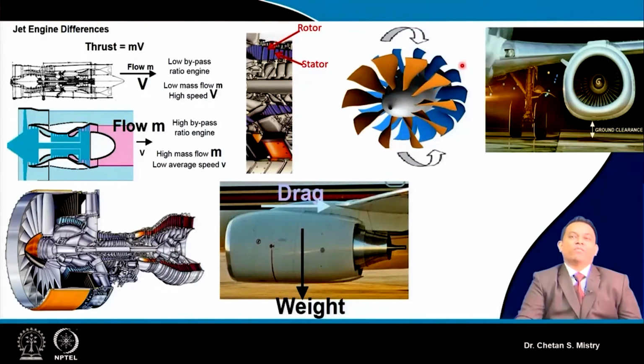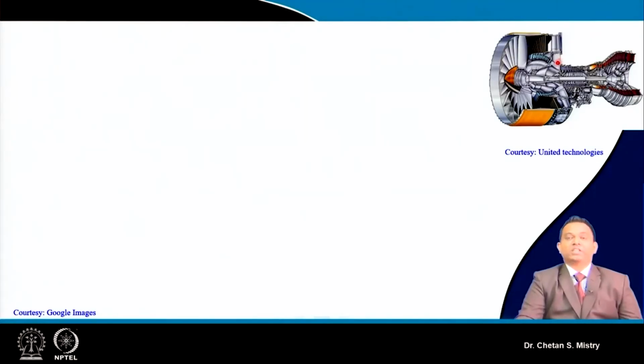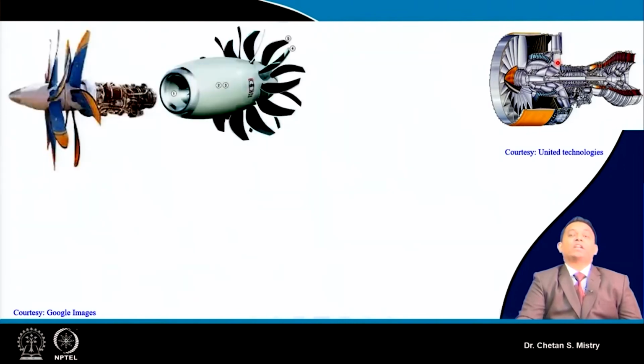So the question will come, what happens? There are many advantages, there are many benefits, and we will be discussing that in the initial class. So let's see. Suppose this is our high bypass ratio engine, and as we discussed, people started working on the concept of contra-rotating.